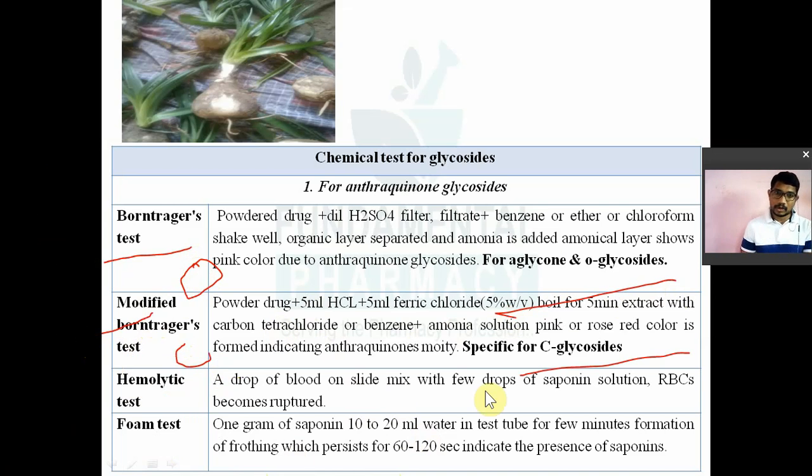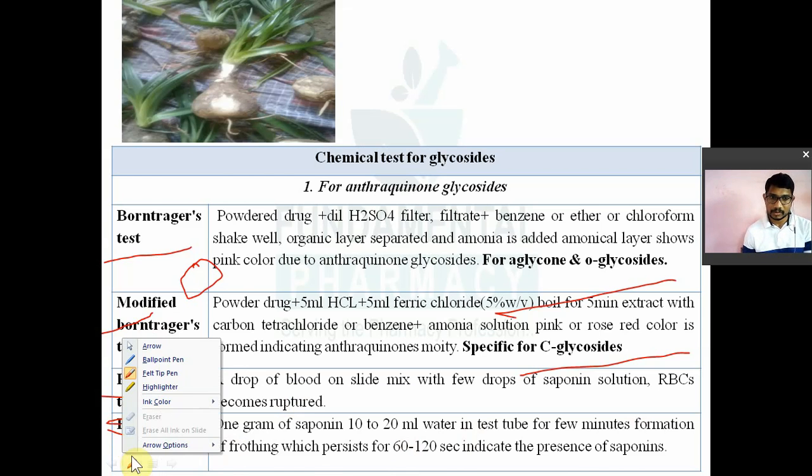Haemolytic test is performed on ox blood, animal blood. It is mostly applicable for saponin type of glycoside. The test is also applicable for saponin type of glycoside: 1 gram of saponin, 20 ml water, shake and then measure the bone weight. So it is given in the books.